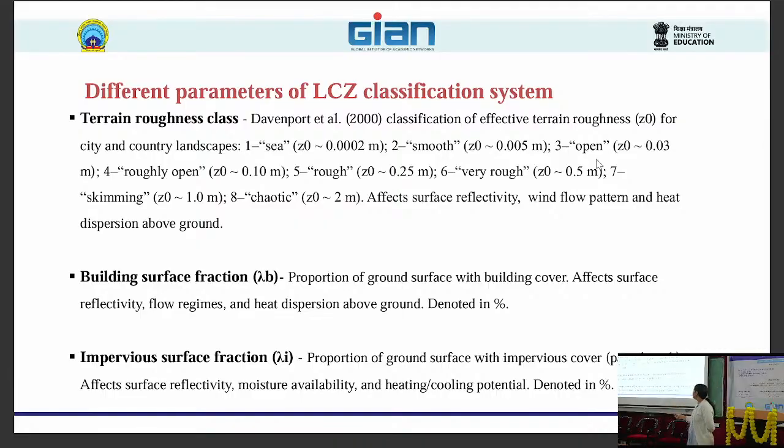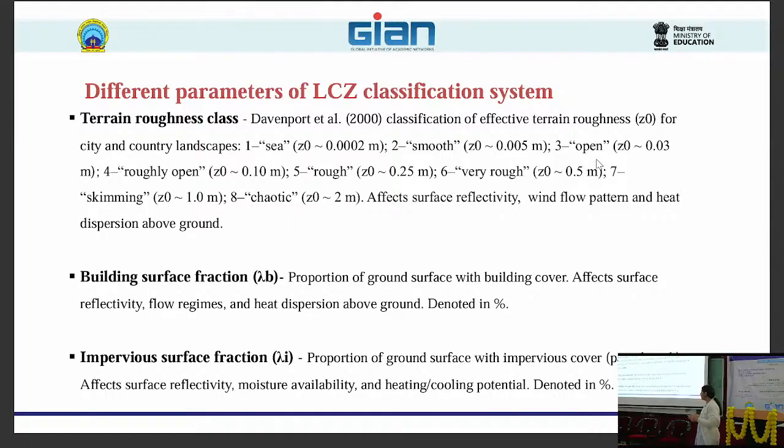Then building surface fraction. When we look in plan, we see what area is covered by buildings in a particular plot size. That also matters, because of how much ground surface is open to sky and how much is covered by buildings. That actually decides the reflectivity, flow regimes, heat dispersion from the ground, etc. And it is the percentage that we look into.